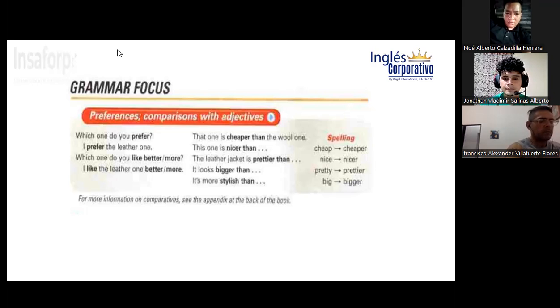Spelling: cheap, cheaper. Nice, nicer. Pretty, prettier. Big, bigger.